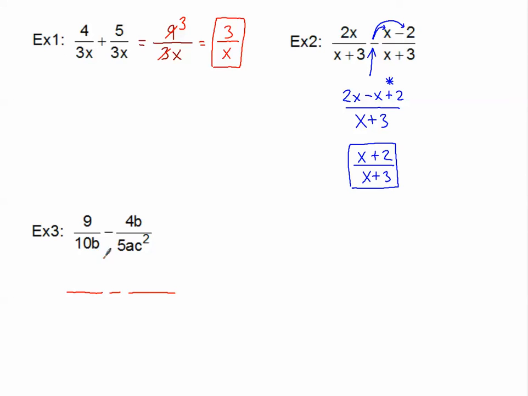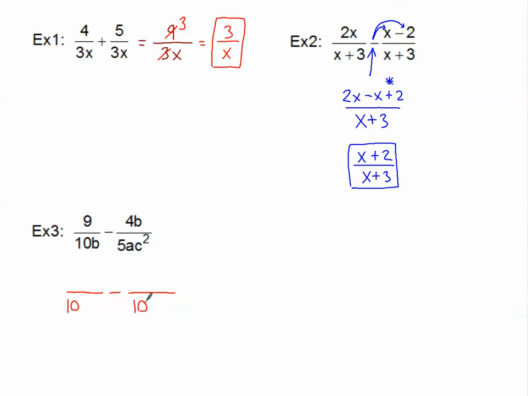Let's first talk about the numbers. I've got 5 and I've got 10. I need to figure out what's the smallest number that both of these numbers go into. Hopefully you're saying that it's 10. 10 goes into itself clearly, and 5 also goes into 10. You do not need to say 50. You don't just always multiply the numbers. You take the smallest number that both of these numbers go into. So in this case, it is 10. Both denominators need to have a 10.